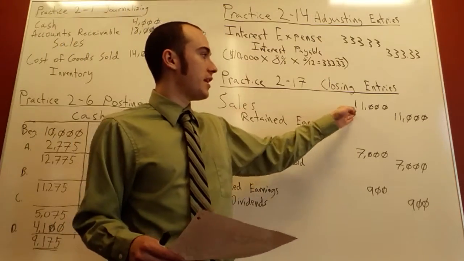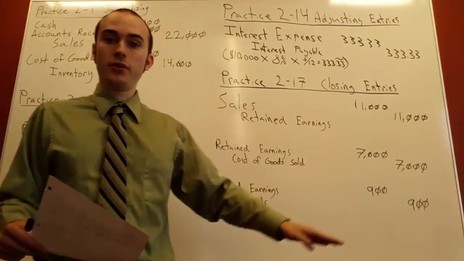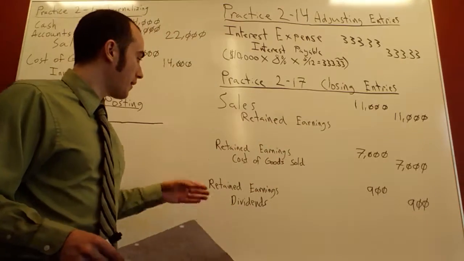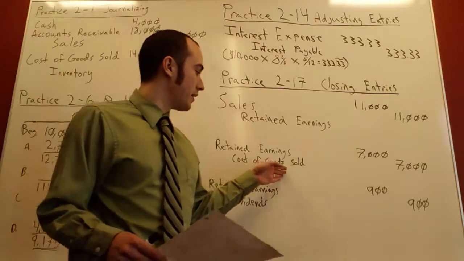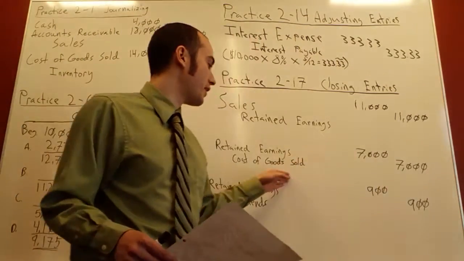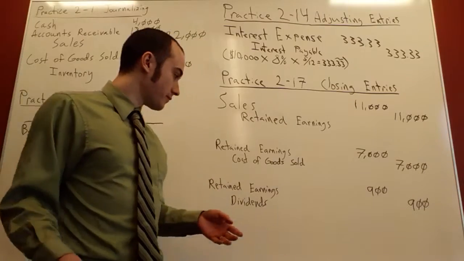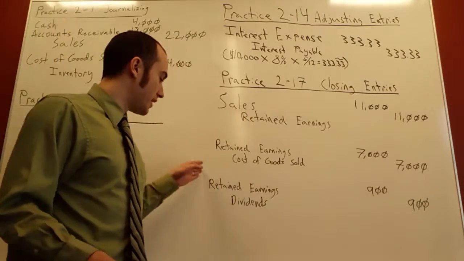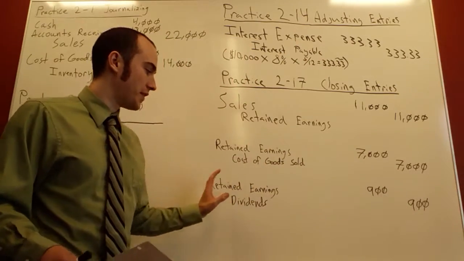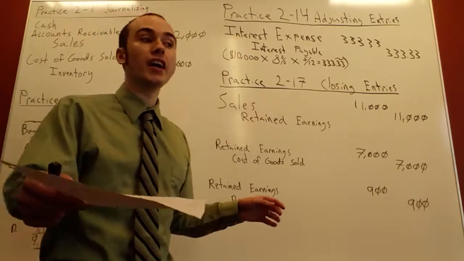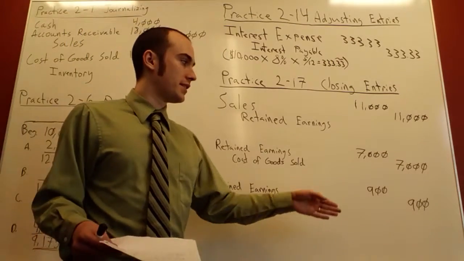So sales, we debit for $11,000. Retained earnings, $11,000 is credited because increasing it. Next, retained earnings is debited for $7,000. And we credit cost of goods sold for $7,000 to zero it out. It's gone. It's back to zero. It's ready for next month, next year, next quarter. And last, retained earnings is debited, dividends credited for $900. We zero out the dividends account. Dividends is treated like owner's draw. That's exactly how it's treated. So, bada bing, bada boom. That's how you do it.